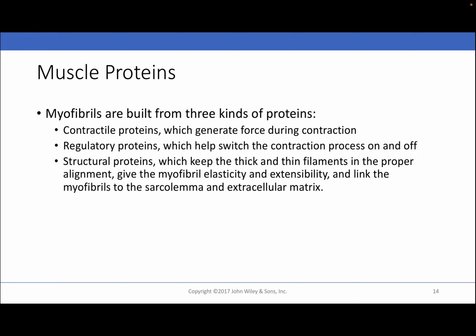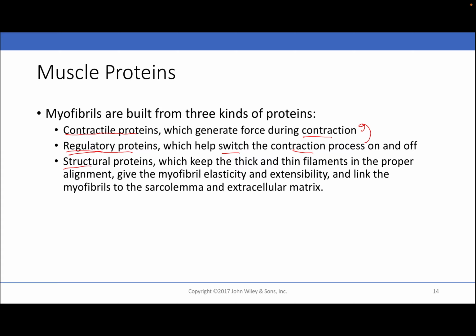So looking at the various proteins that make up these muscles, we group these different proteins into three main categories. We've got our contractile proteins. These are the ones that are actually responsible for generating our force of contraction when we're ready to contract. We've got regulatory proteins that make sure we're switching contractions on and off and regulate that process, hence the name. They're going to control whether or not we actually contract.